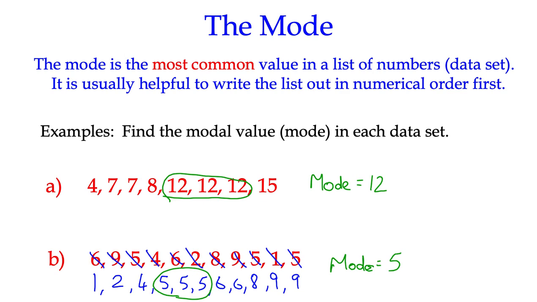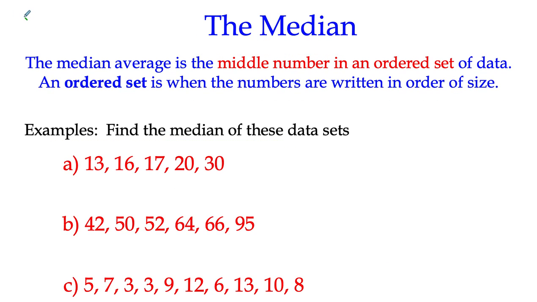It just might be luck. So the two more common ones, we've got the median here. That's quite a common average. So how do we get that? The median average is the middle number in an ordered set of data.